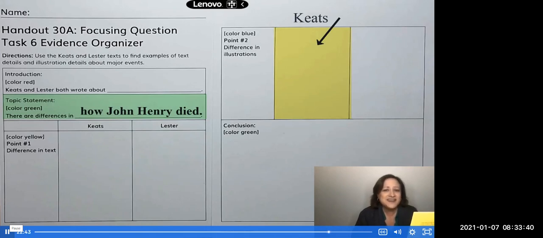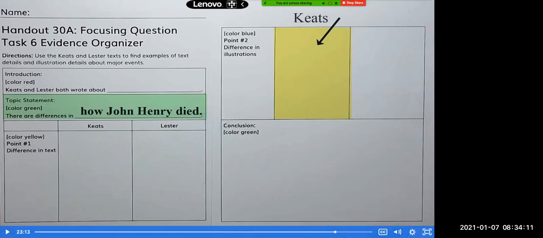If you do not have a copy, I can describe what I'm seeing. I'm seeing John Henry walking away with a hammer in his right hand, and there's a yellow light around him. Pause here to complete this part of your evidence organizer and just hit play when you're ready to move on to the Lester version.